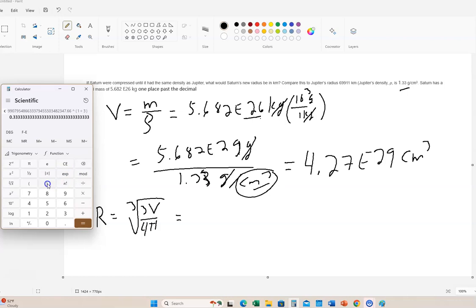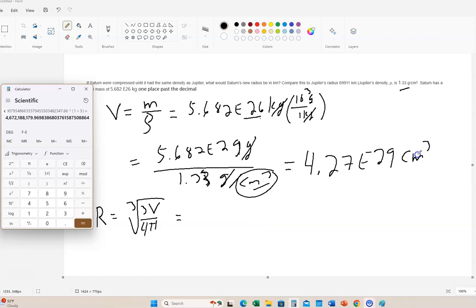So that'll be exactly 1/3, at least that's the way the calculator thinks about it. We're raising it to the 1/3, that's the cube root. So there it is, that's the size of it. If I wrote that number down, that would be in centimeters.